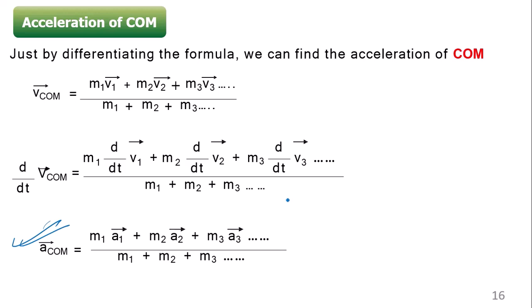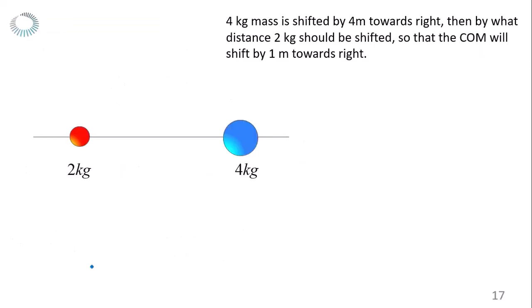If the particles are a point mass system, only then can you apply this formula. And while applying it, you have to take care about these vectors. These are vector quantities, so you have to take the proper sign. Then only can you say what the answer is.